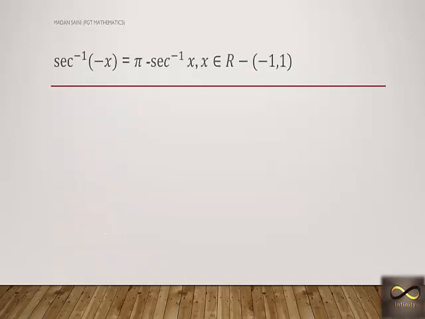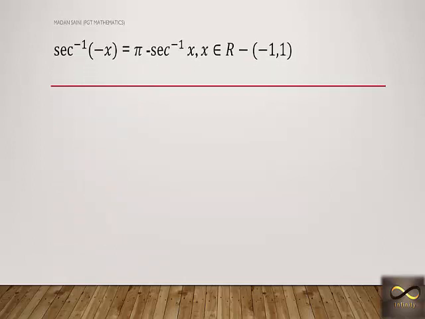The next property हम यहाँ देखेंगे sec inverse of minus x is equal to pi minus sec inverse x for all x belongs to R minus open interval minus 1 to 1. So जैसा भी मैंने पिछले क्वेश्चन में या पिछली प्रॉपर्टी में डिस्कस किया स्टार्ट किया प्रूफ वैसे ही यहाँ पे भी करेंगे. They all have similar proof.